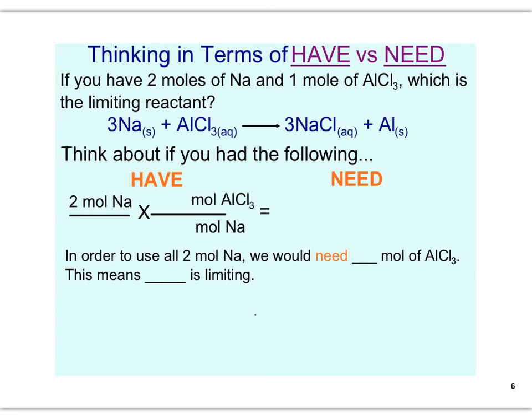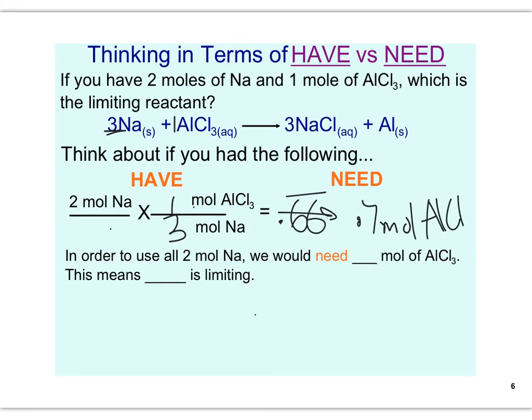Up here, it's saying we have 2 moles of sodium and 1 mole of aluminum chloride. So to convert this, again, we're just going to do that moles of A to moles of B. And so if I look at this, I have 3 moles of sodium, or I need 3 moles of sodium for every 1 mole of aluminum chloride. And so following my sig figs, this will give an answer of 0.66 repeated. With sig figs, that means that we need 0.7 moles of AlCl3.